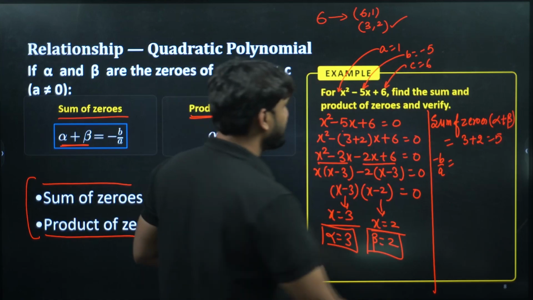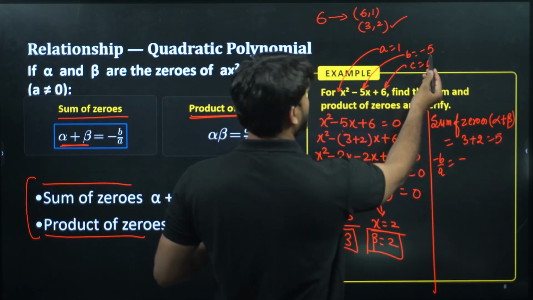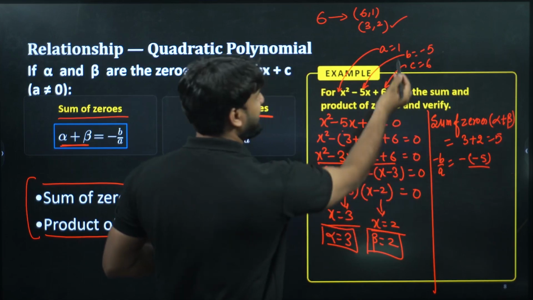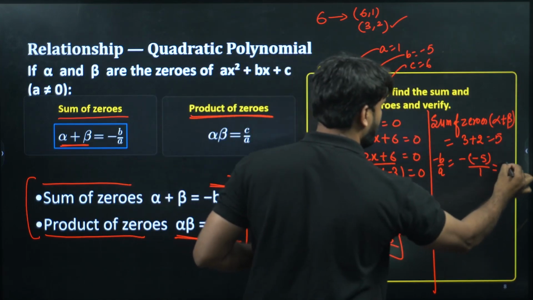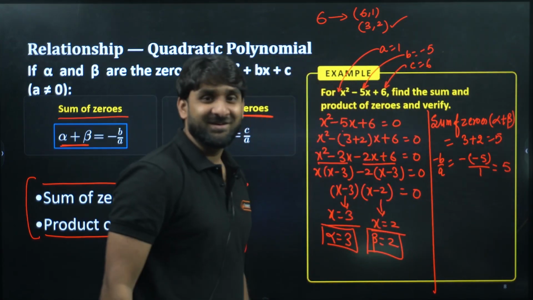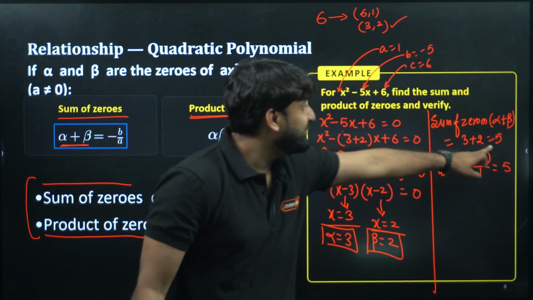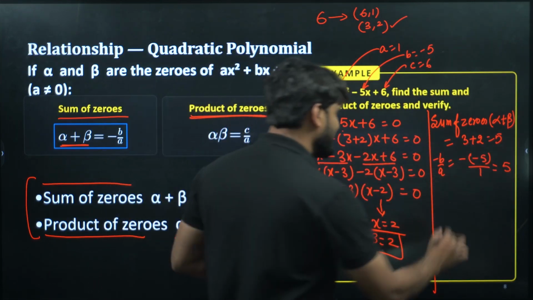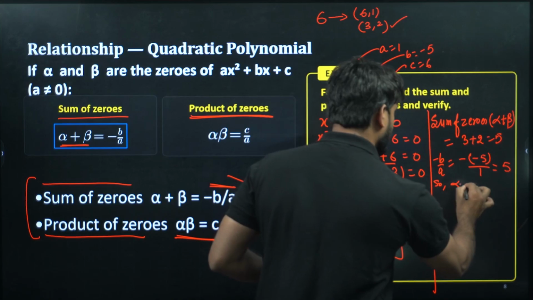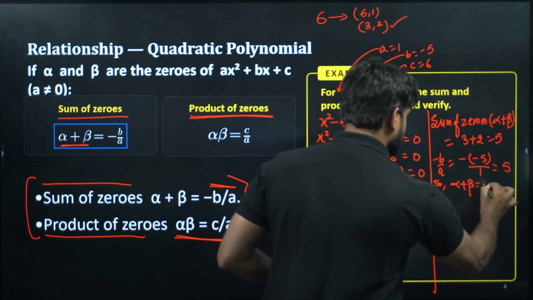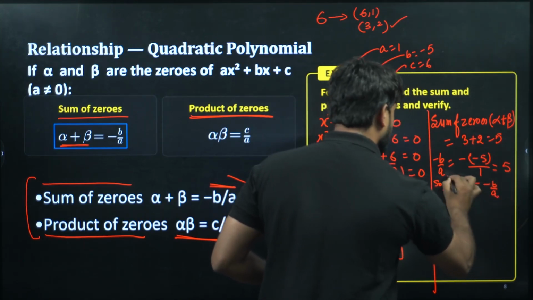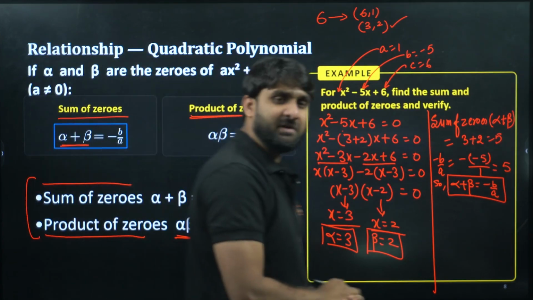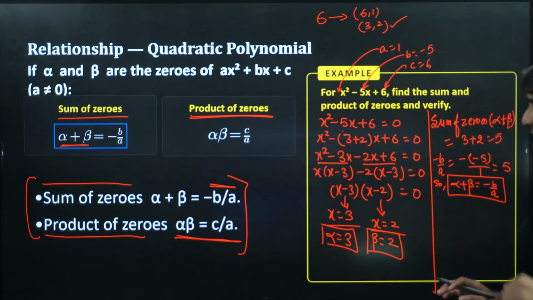Now verify. Minus b, and b is already negative, so this is minus 5, and a we have is 1. Oh my god, minus minus plus. Can you see? Sum of zeros is 5, and minus b by a is 5. Hence verified. Alpha plus beta is equal to minus b by a. I hope this is clear to you. Clear, everyone? Now verify product of zeros.